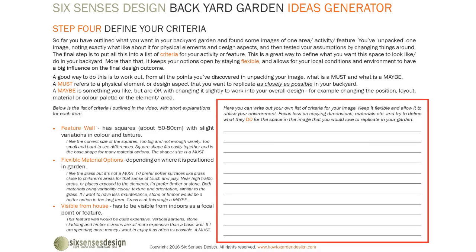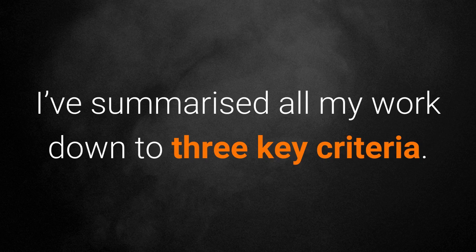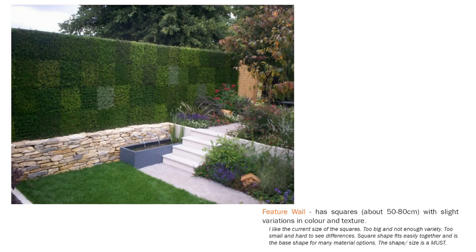There is space on the right for you to do the same for your image. Let's have a look through my points to give you a better idea of how I came to those conclusions based on the previous steps I took and how you can do the same. I've summarized all my work down to 3 key criteria. Feature wall. I want squares about 50 to 80 centimeters with slight variations in color and texture.